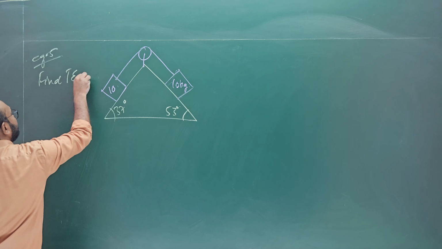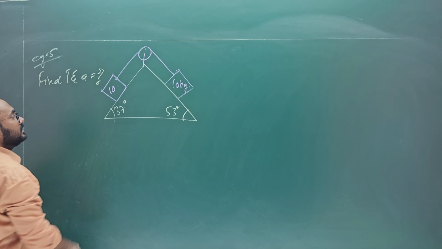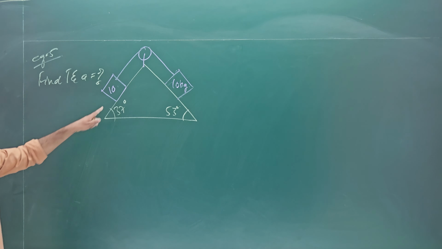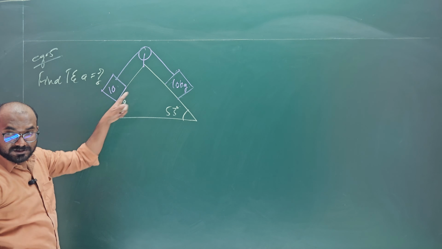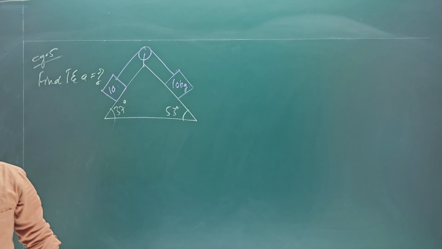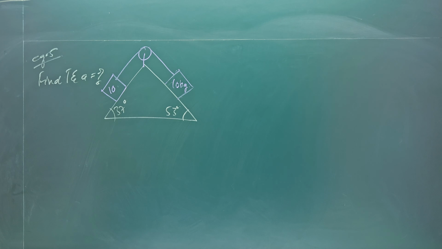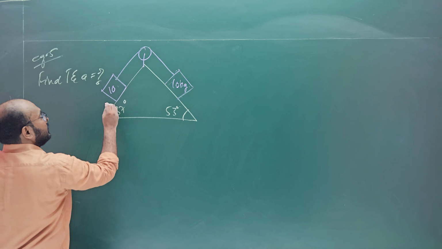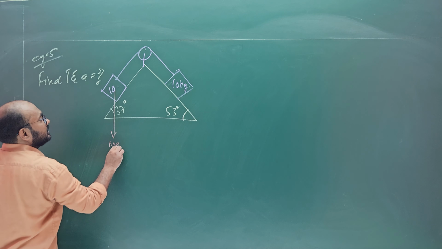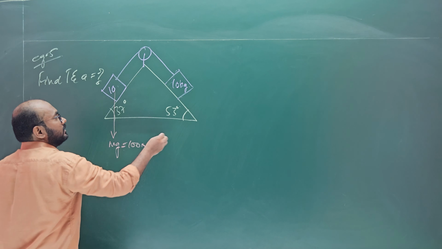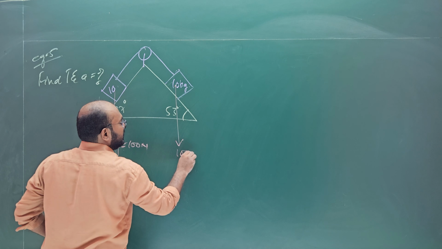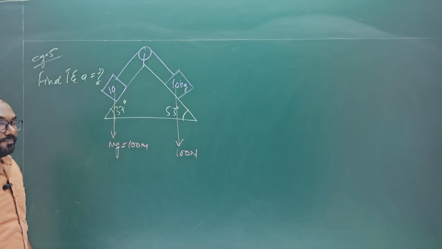Find T and a. Come on, again easy, but apply what? Don't apply this mg and mg. Take the component of this mg. Okay na? Everyone got the answer na? Easy hai, pata hai. Okay. So mg is acting in the downward direction, and that is nothing but your 100 Newton, and this is also mg, and over here is also 100 Newton. Yes or no?